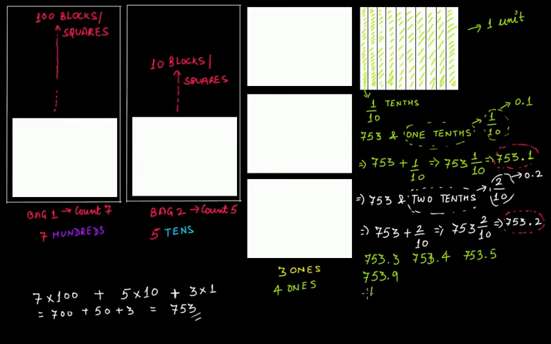So this number will change to 754.0. Why 0? Since you have taken the entire unit or square or block, this will enter into this club of ones because now you have an entire unit. So now rather than having three ones, you have four ones, and you are not left with any tenths. So this is actually 754.0.